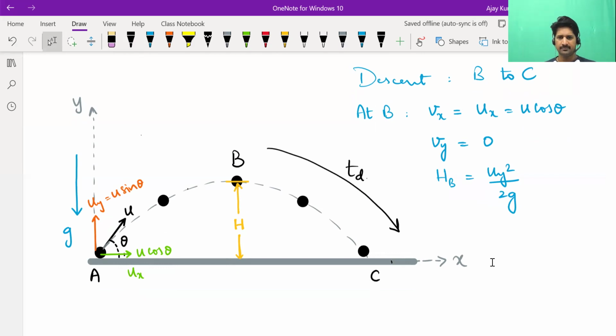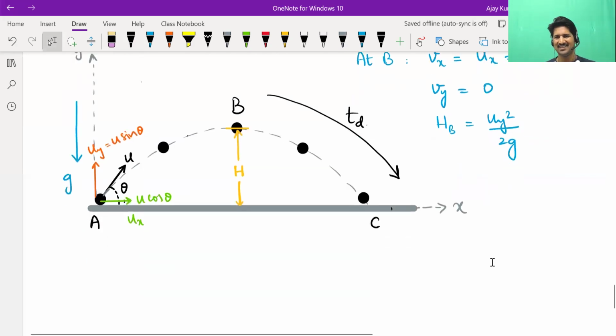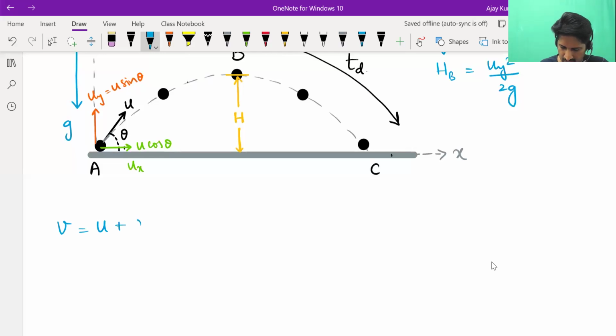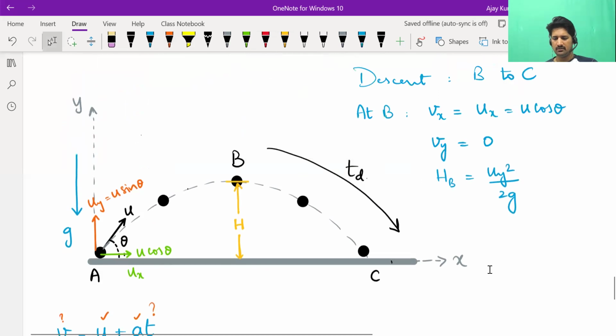V equal to U plus 80, sir. Okay, let's see. You want to use V is equal to U plus 80. Our aim is to calculate time. If you want to calculate time from this, you should know acceleration. Acceleration due to gravity, we know. Initial velocity at B also we know. Do you know final velocity as it goes from B to C?